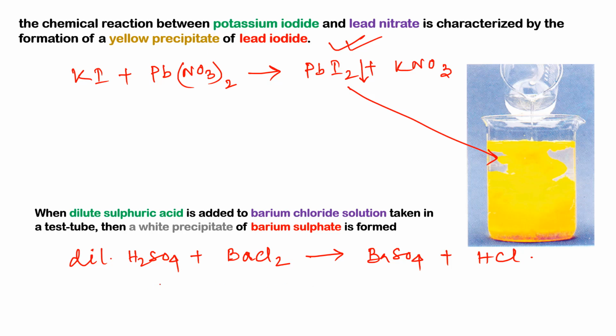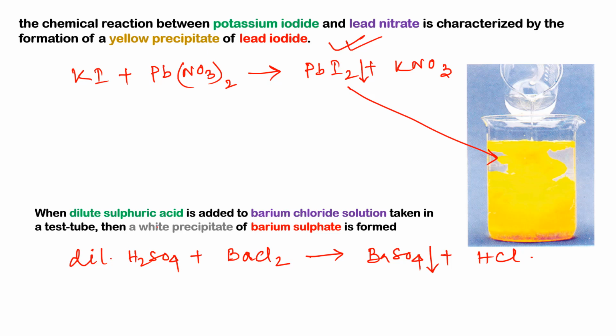Now in this chemical reaction, we are able to get the white precipitate of barium sulfate, right? So I should give an arrow in the downward direction. Now can you say what type of reaction it is? If you look at the reactant side, there was sulfuric acid H2SO4. It is reacting with barium chloride.